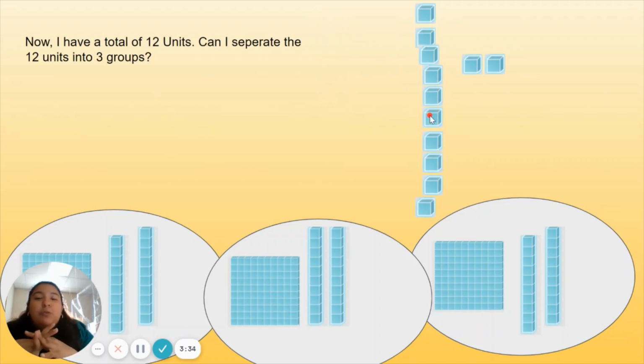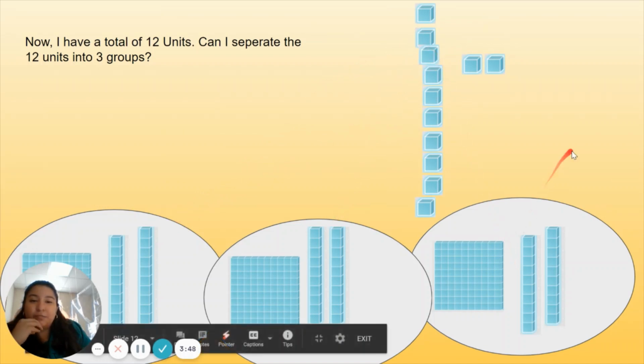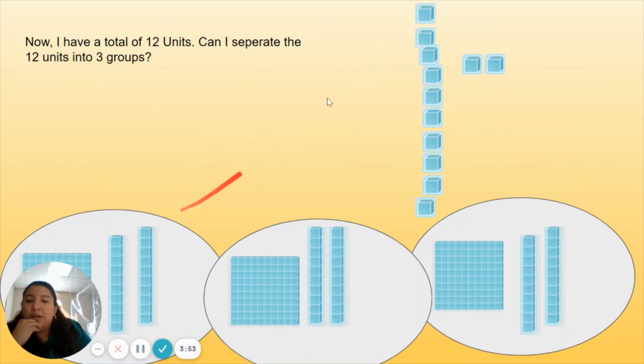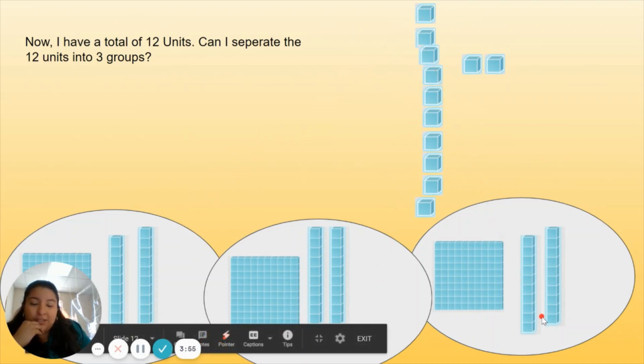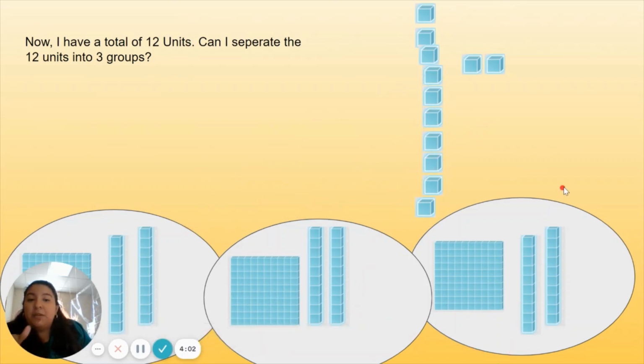So now I have a total of 12 units. So let's check. I have 1, 2, 3, 4, 5, 6, 7, 8, 9, 10, and I have 11, 12. I have 12 units and I have 3 groups still. Will I be able to put 1 in each group? Yes, I will be able to. How many times will I be able to do that? 1, 1, 1. Okay, let's do it again. 1, 1, 1. Now I want you to pause this video and try it out. How many units would go equally into each group? And will I have any left over?